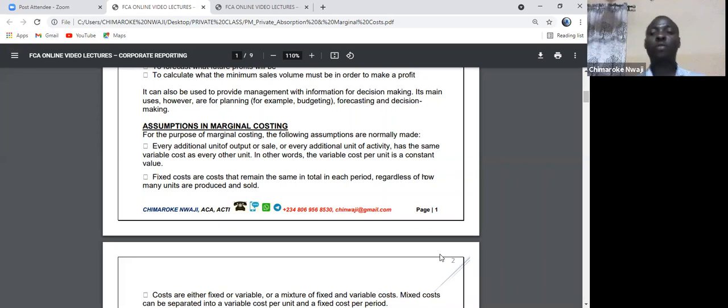produce 1,000 loaves of bread, it means that if you want to share the fixed cost according to the number of loaves of bread you made, you'll be sharing 100 naira for each loaf of bread. If you are to produce 2,000 loaves of bread instead of 1,000, that means you'll be sharing 50 naira for each loaf of bread. So you see, in per unit, fixed cost varies, but in total terms, fixed cost is the same.